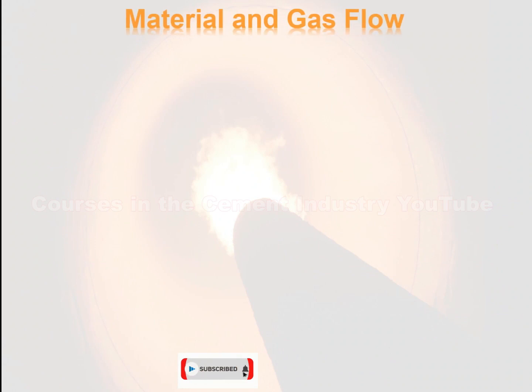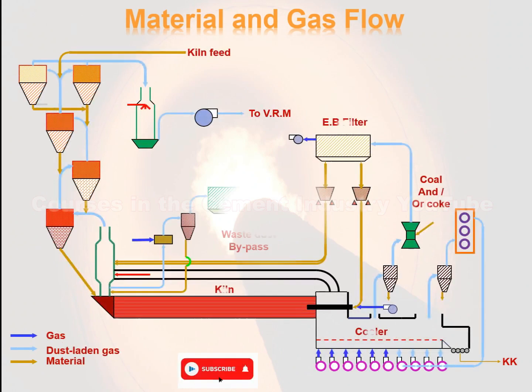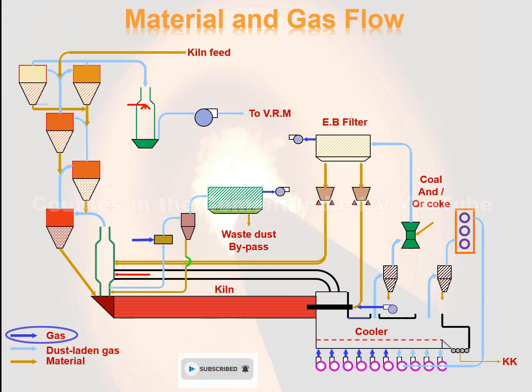Material and gas flow. In this figure, the path of gases and raw materials during the clinker manufacturing stages is shown. 1. Gas. Watch the path of pure gases entering or leaving the clinker process through several points: the bypass intake point at the entrance to the rotary kiln, the clinker cooling fans in the cooler, air suction through fan filters, and the burner of the rotary kiln.